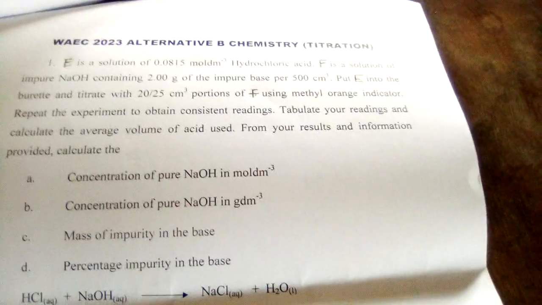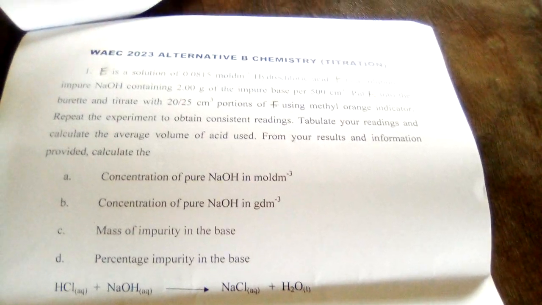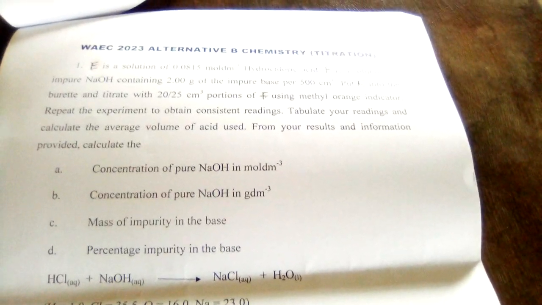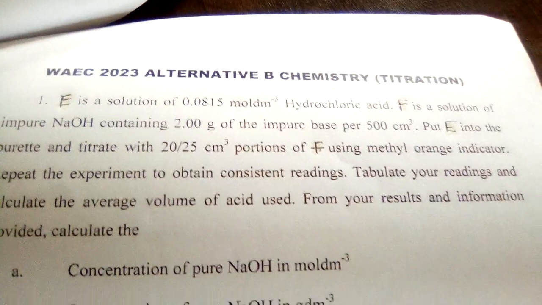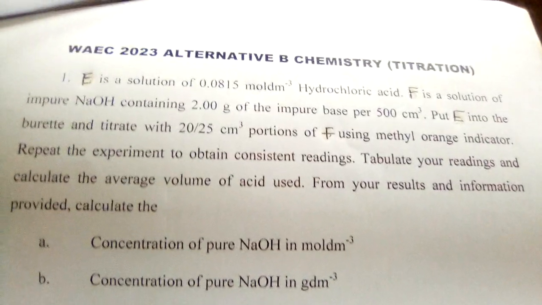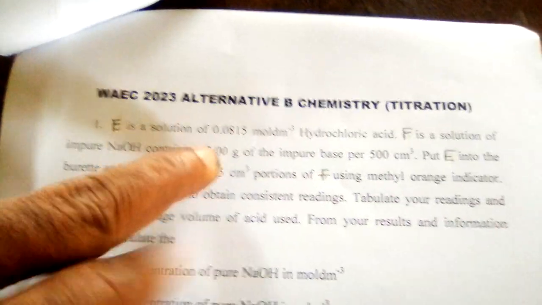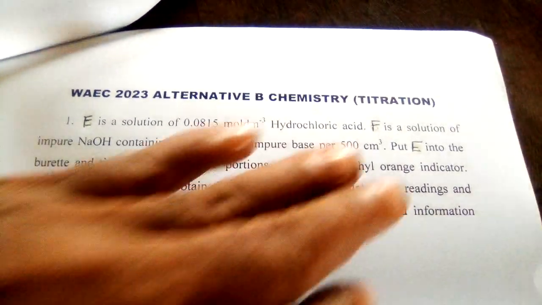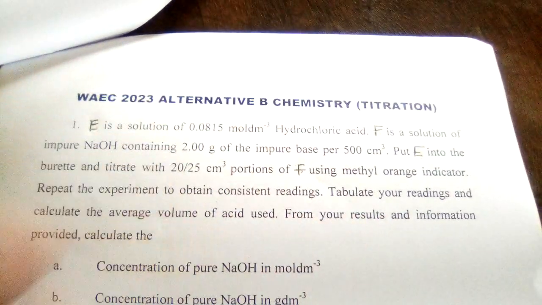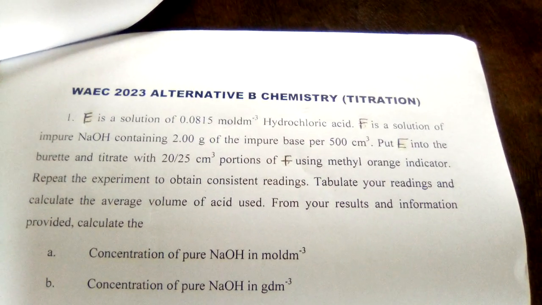So we have another question on the same specimen. E is a solution of 0.0815 mole per dm cube HCl. F is a solution of impure sodium hydroxide, containing 2 grams of the impure base per 500 cm cube. Put E into the burette and titrate. We have done this experiment before, we have done titration. I've got the endpoint at 24.50, the accurate endpoint.